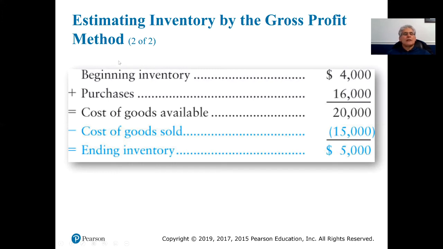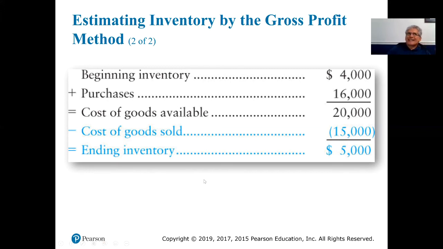Well, we know what our beginning inventory was because we started off with the month fine. We know what we purchased up to the point of the fire, so we end up with the goods available of $20,000. We then know what we sold from the beginning of the period to the point where we lost all the inventory. If we use the gross profit percentage method, we can compute what our cost of goods sold should have been.